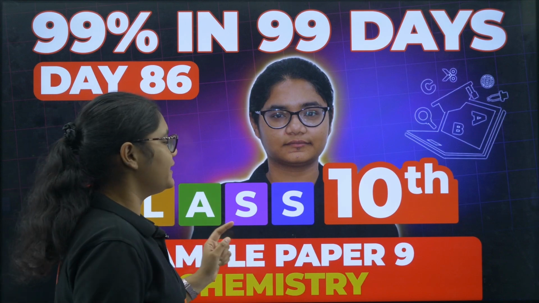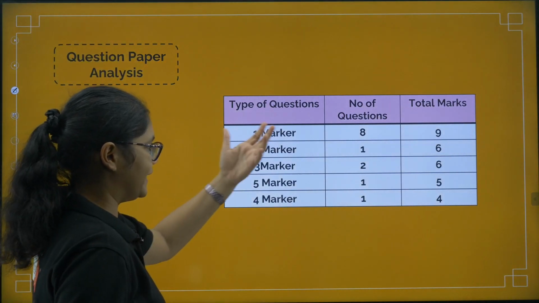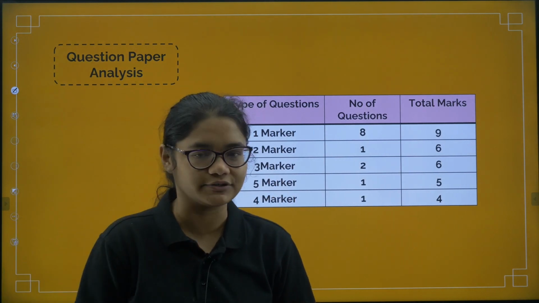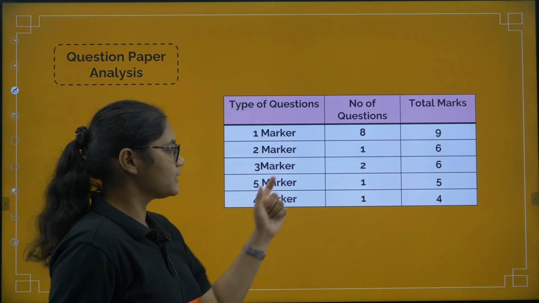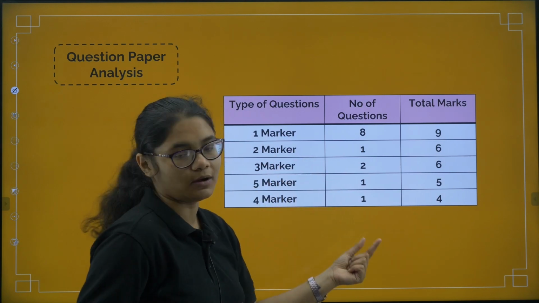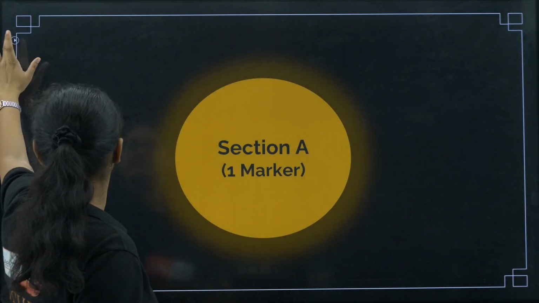I am going to discuss the solutions of sample paper 9. I will be taking the solutions of chemistry. Let's get started with the question pattern. You can see here there will be 8 one-marker questions, in which 7 are MCQs and 1 is an assertion and reason based question. 2 marker you will have 1 question, 3 marker 2 questions, 5 marker 1 question, and 4 marker also 1 question. Let us see the questions quickly.